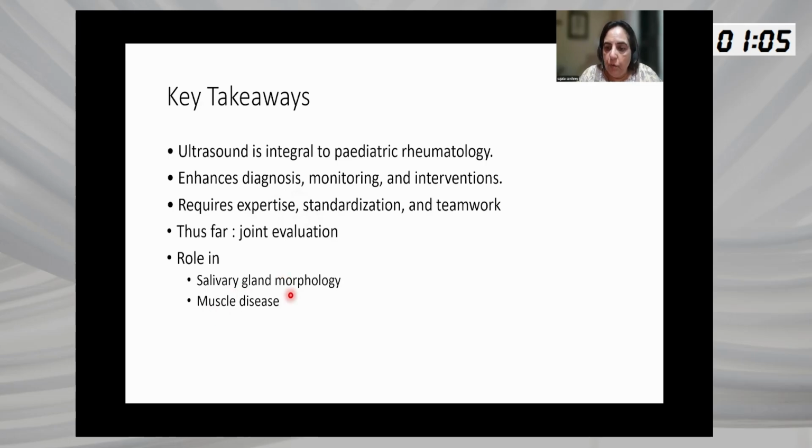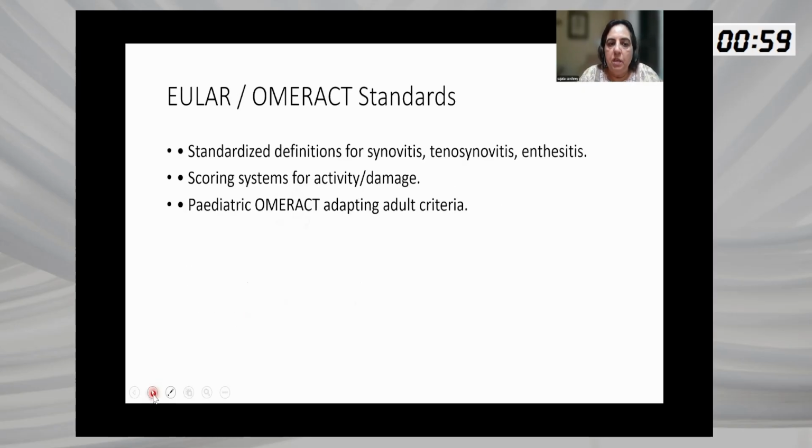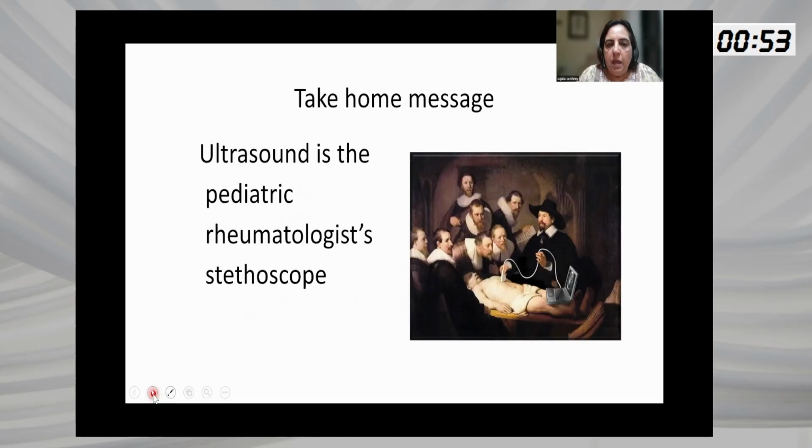at salivary gland morphology in children with Sjogren's disease, and also to look at the muscle inflammation, for example, in juvenile dermatomyositis. Standard definitions have been laid forward by EULAR and OMERACT, and I hope I've been able to convince you that ultrasound, in fact, is the pediatric rheumatologist's stethoscope.